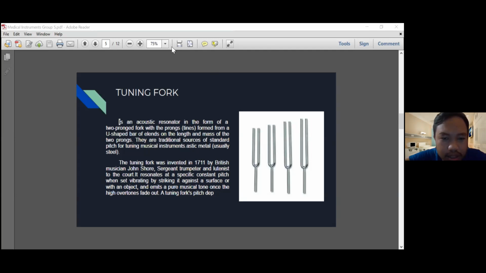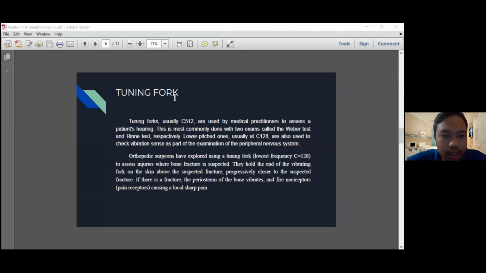a specific constant pitch when set vibrating by striking it against a surface or with an object, and emits a pure musical tone once the high overtone fades out. Tuning forks, usually C512, are used by medical practitioners to assess a patient's hearing. This is most commonly done with two exams called the Weber test and Rinne test, respectively.